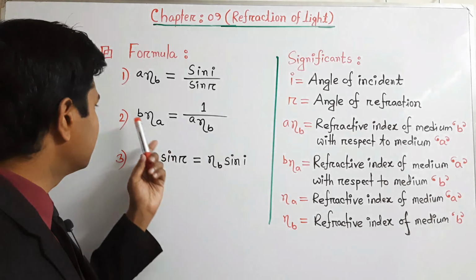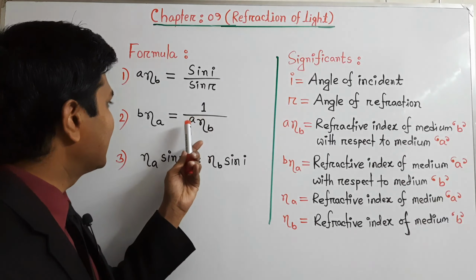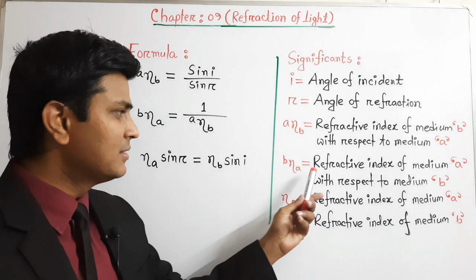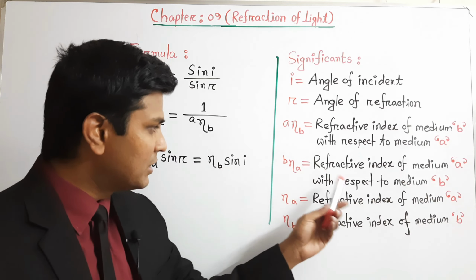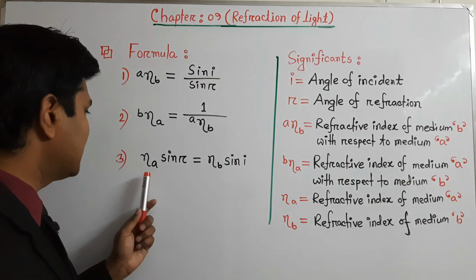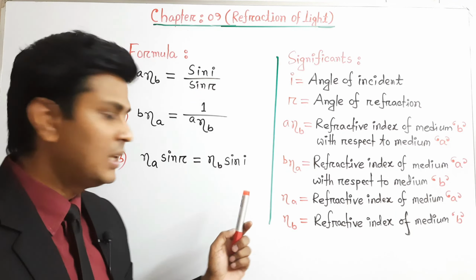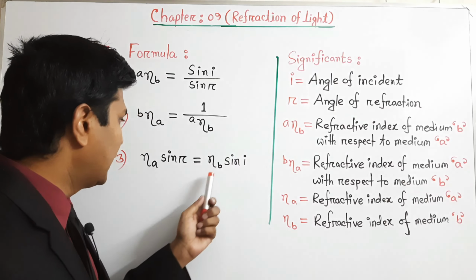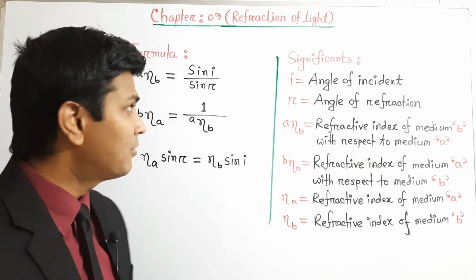The second formula is BηA, which is the reverse of AηB, that is 1 by AηB. Here BηA is the refractive index of medium A with respect to medium B. And the last formula is ηA into sin R equals ηB into sin I. Here ηA is the refractive index of medium A and ηB is the refractive index of medium B. And this is the formula.